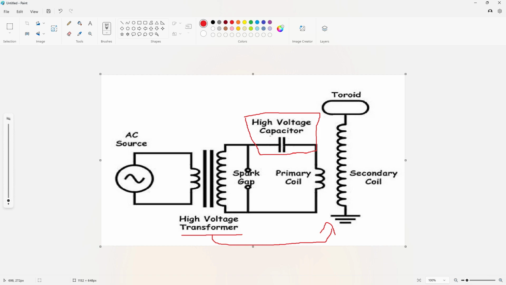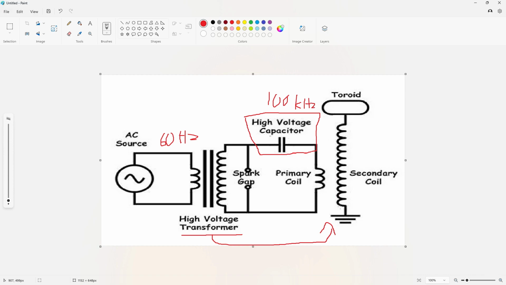This high voltage capacitor is what increases the speed of the electricity coming in. Again, 60 hertz coming in, and we want it to be probably on the order of 100k hertz when it's coming out. And that's just initially.